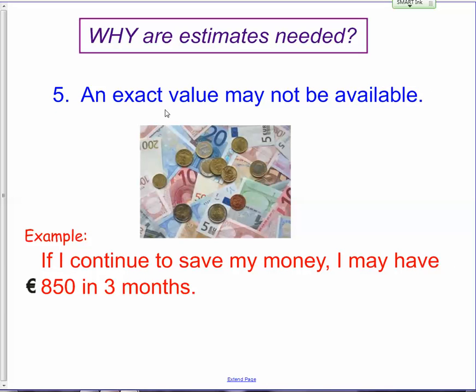And then an exact value might not be available. So I'm planning on saving my money to buy some expensive item, and I'm planning on saving €850 in 3 months, but I don't know for sure if I'm going to be able to do that. Maybe I have an unexpected car repair, or I need to fly home because my mom got sick, or some other unexpected expense, so I don't have an exact value available, so I'm going to have to estimate.